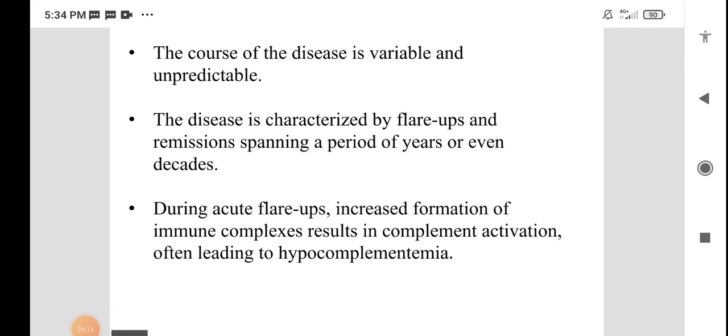The course of the disease is variable and unpredictable. The disease is characterized by flare-ups and remissions spanning a period of years or even decades. During acute flare-ups, increased formation of immune complexes results in complement activation, often leading to hypocomplementemia.